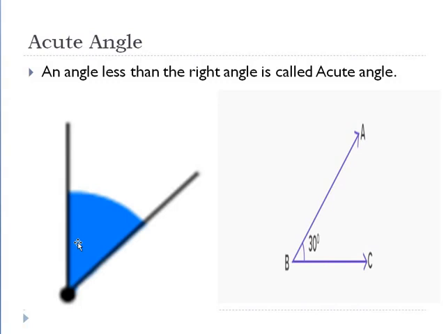Now we'll go for the acute angle. An angle less than a right angle is called an acute angle. That is, an angle less than 90 degrees, because a right angle is 90 degrees. See, 30 degrees is an acute angle. This is an acute angle because the right angle will be shown at 3 o'clock time. Up to this it is 90, and this is less than 90, so it is an acute angle. 30 degrees, 20 degrees, 65 degrees, 75 degrees, even 85 degrees is also an acute angle.